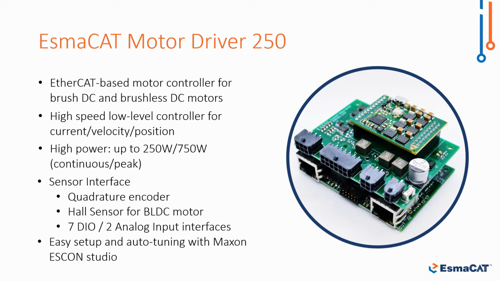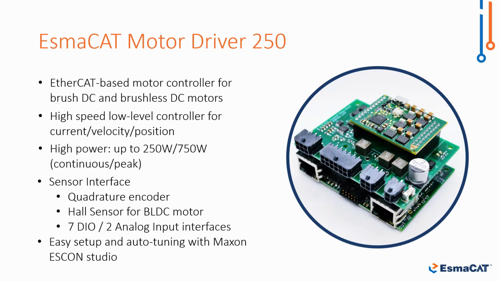The Motor Driver 250 is a powerful EtherCAT based brushed and brushless DC motor driver for high speed control of robotics applications. It is capable of up to 250 watts continuous and 750 watts peak, and integrating quadrature encoders and Hall sensor inputs, along with 7 digital I/O pins and 2 analog inputs for integration of any other sensors that are used in the motor system.